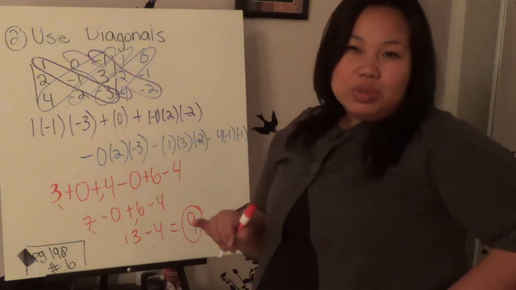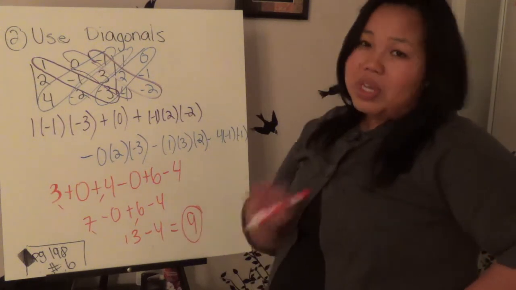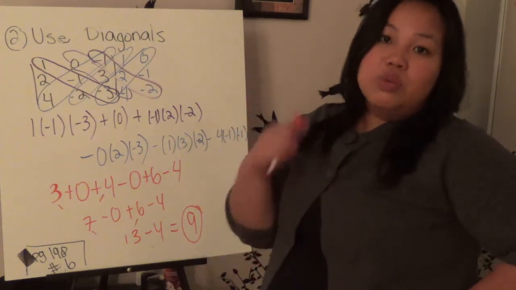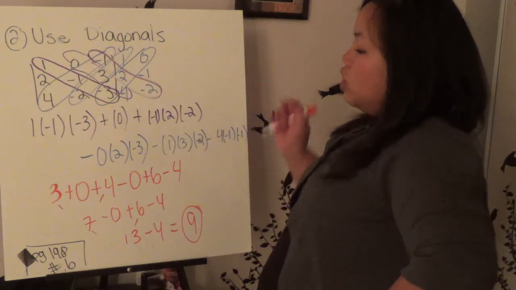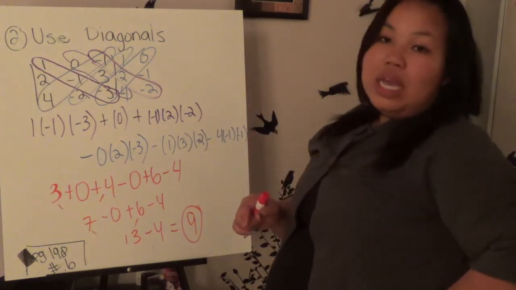Now it says in the book to do it, I think, by diagonals or expansion by minors. It doesn't matter. You choose which one, and that's the one that you're going to use to solve page 198, number 6. So either use diagonals or expansion by minors, page 198, number 6.